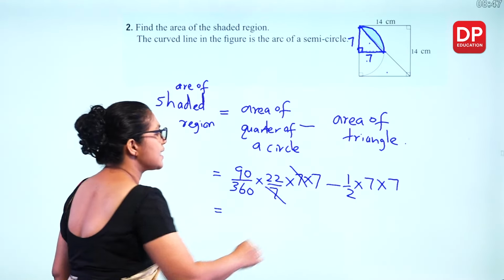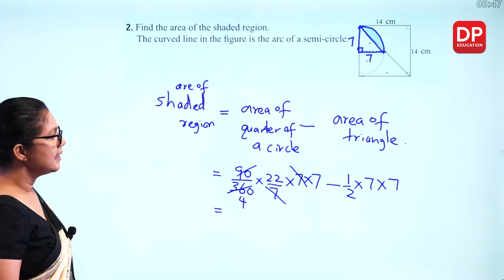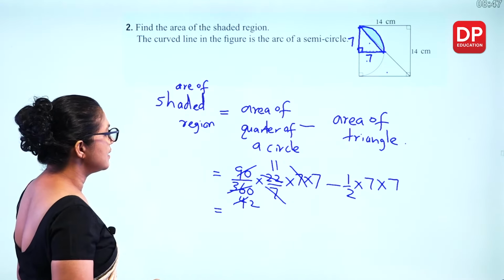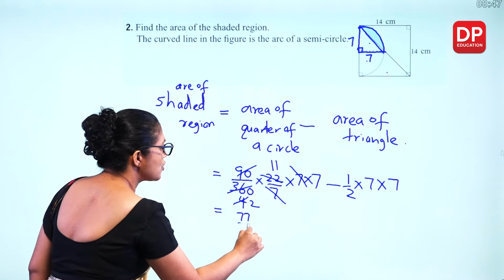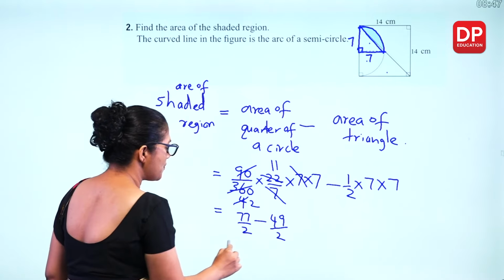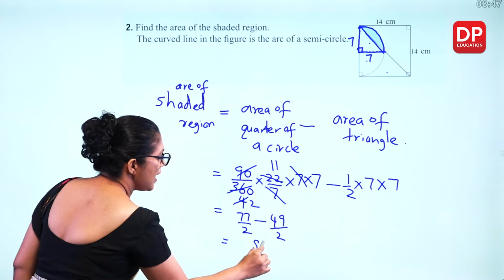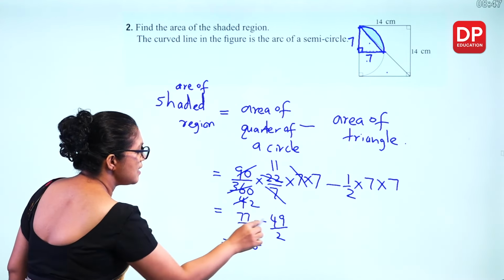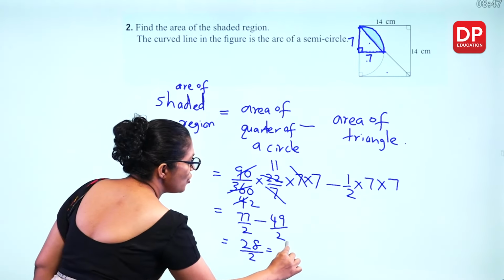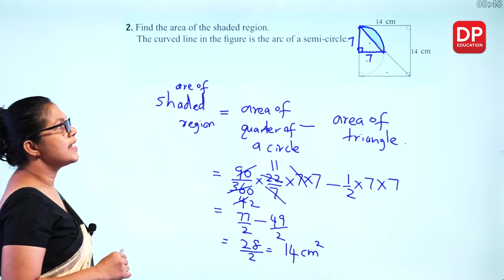So 7 get cancelled out. 90 times 4, 360. 2 times 2, 2 times 11. So you get 77/2 and this side 49/2. When you subtract these two, you get the shaded part. So 9, 8 is 17, you get 5 and 2. So 28 divided by 2, you get 14 square centimeters for the shaded part.